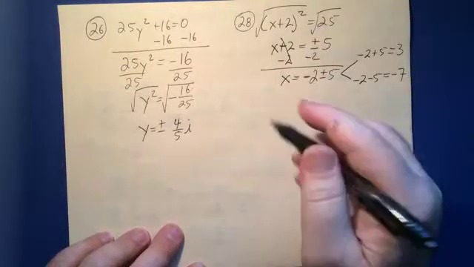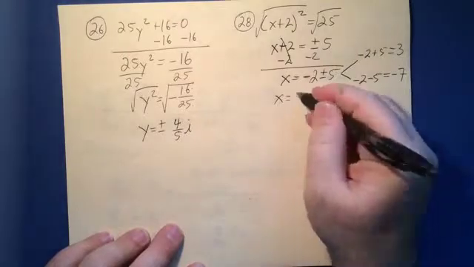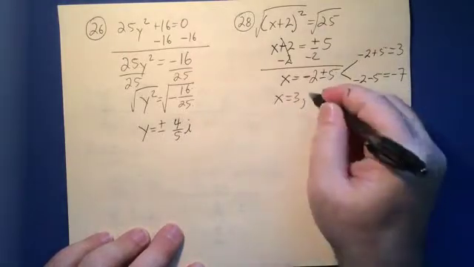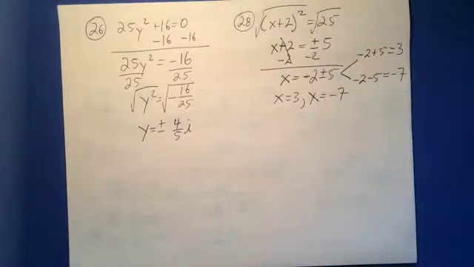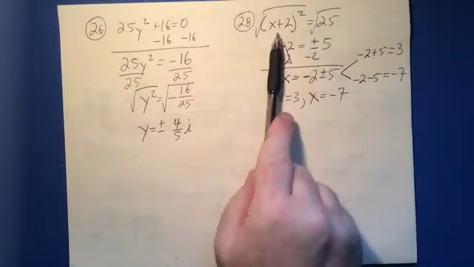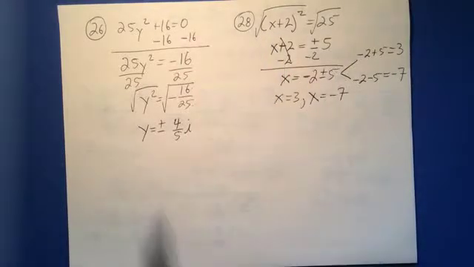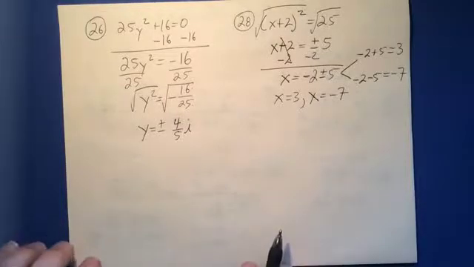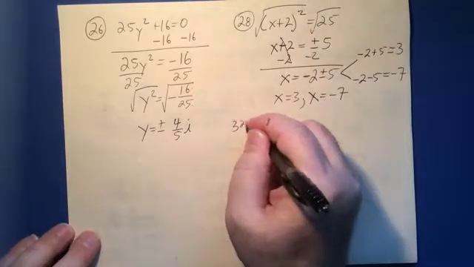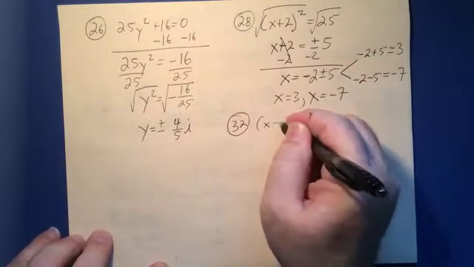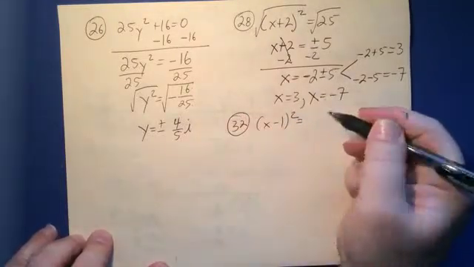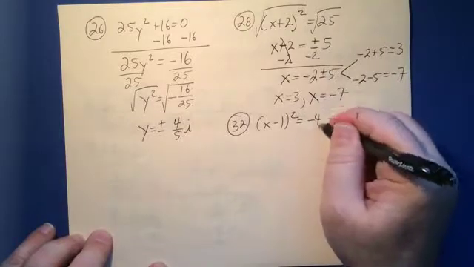So we have two possible values for x here. We have x is equal to 3, and we have x is equal to negative 7. Those are the two values that x can be that will make the original equation true. Let's go ahead and take a look at a few more problems for your consideration. Let's take a look now at 32. In 32 we have the quantity x minus 1, squared, equals negative 49.